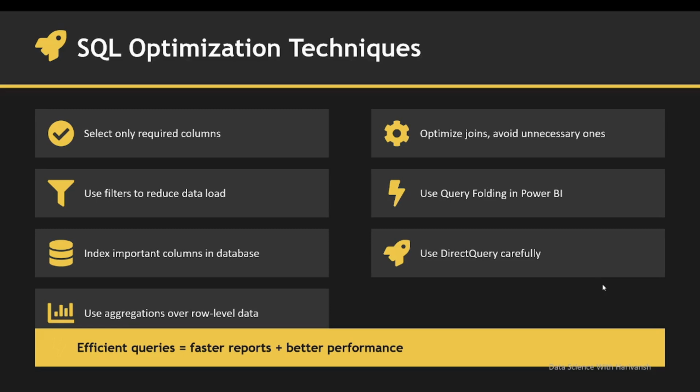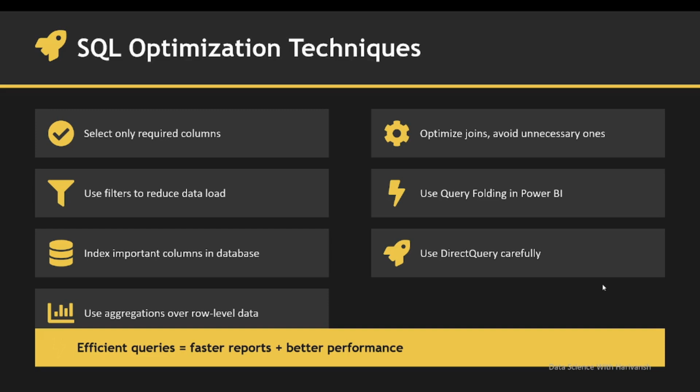You can check whether query folding is active for a query by right clicking a step in the Power Query editor and looking for the View Native Query option. If it is available and not grayed out, query folding is working. Always design your Power Query transformations in a way that preserves query folding, as it can lead to dramatic improvements in data refresh performance. The seventh and final technique is to use direct query carefully.